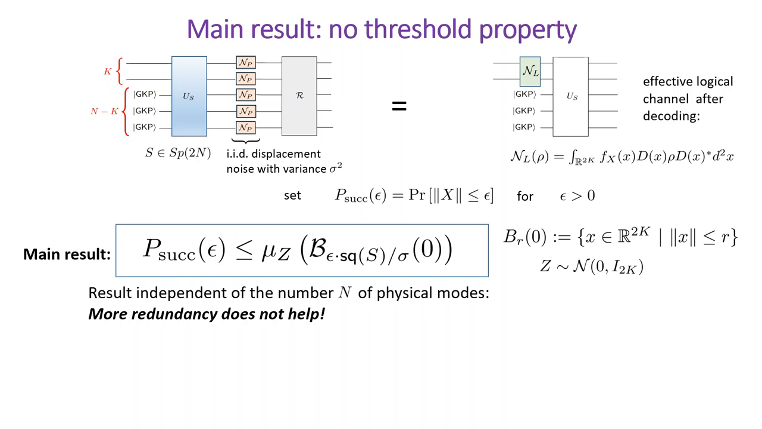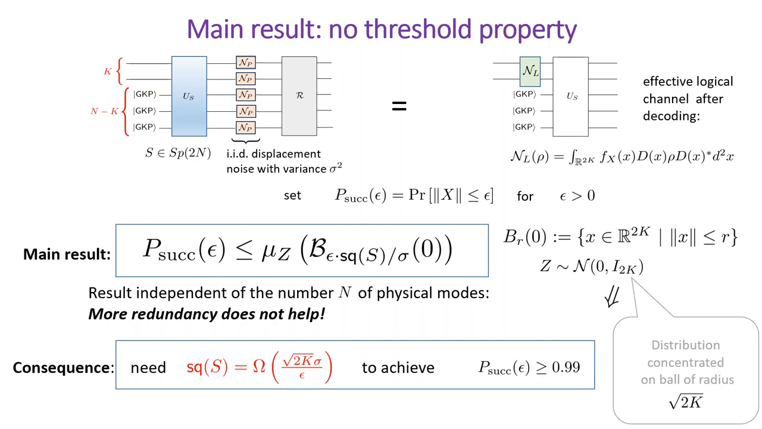To reach a more easily interpreted statement, recall that the Gaussian measure on a d-dimensional space has almost all its probability mass inside a ball of radius square root of d. Using this, we can conclude that if we want the success probability to be at least 99%, we need an amount of squeezing that scales as square root of 2k times sigma over epsilon. Here the key point is this 1 over epsilon dependence. Achieving lower error requires increasingly high squeezing. In particular, this implies that oscillator-to-oscillator codes do not have a threshold.